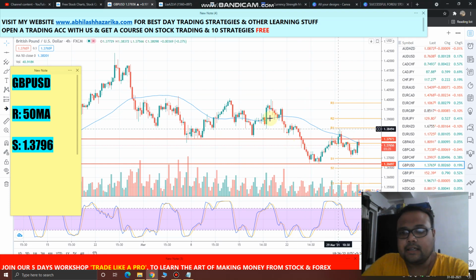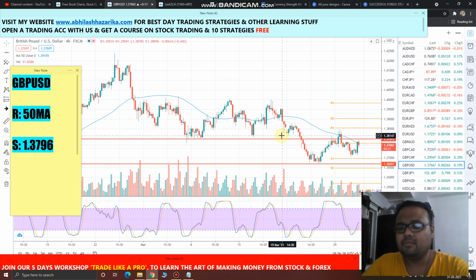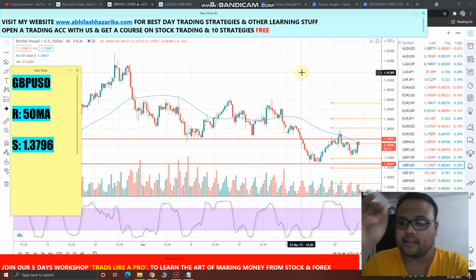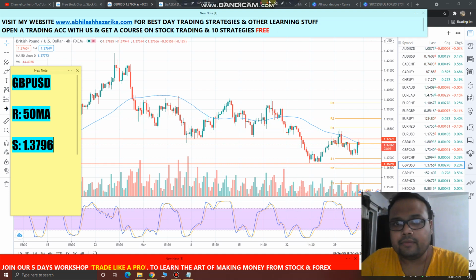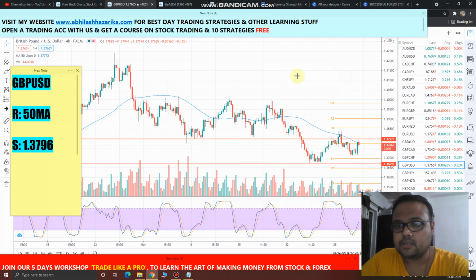As of now, you can see that the 50 moving average is more or less acting as resistance. That's why I have mentioned the 50 moving average, and as you can see, the market is standing at the 50 moving average right now. So wait for the stochastic RSI. Stochastic RSI is right now here. Wait for the stochastic RSI to go up.